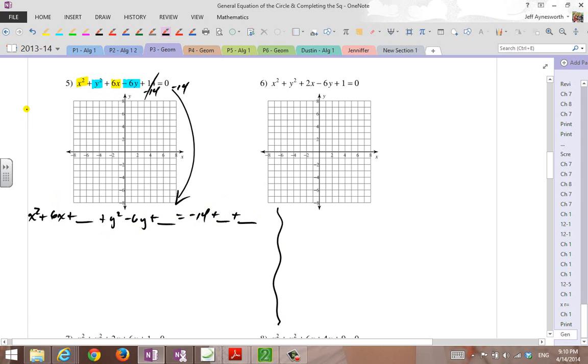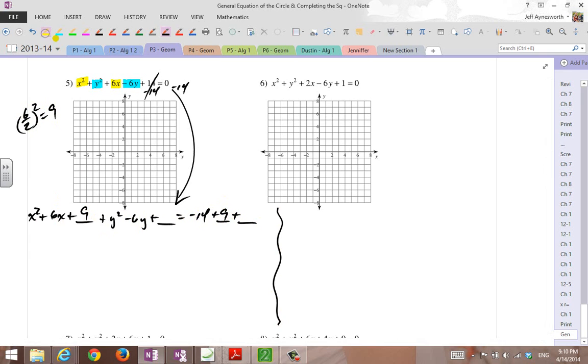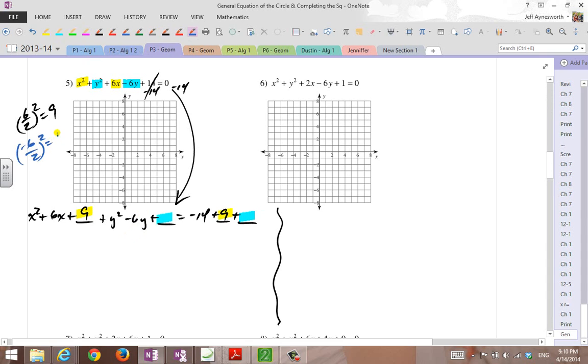So 6 divided by 2 is 3, squared is 9. So I add that 9 on both sides, here and here. And then, of course, whatever I complete the square on the y, I've got to add that to both sides. So I take my negative 6 now, divide that by 2 and square it, and I get 9 again. So I'm going to add 9 here and here. So factor into binomials, as we've done in every single example.